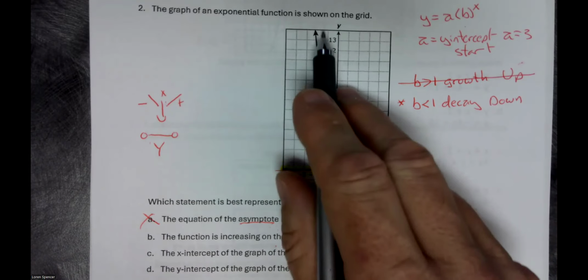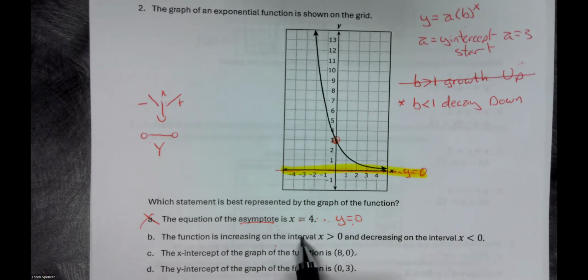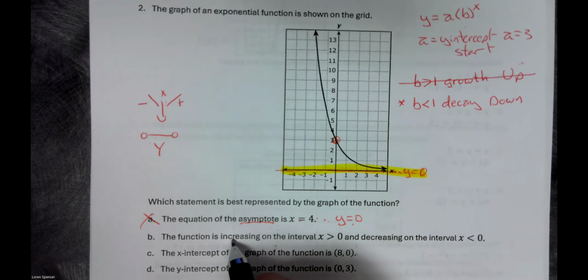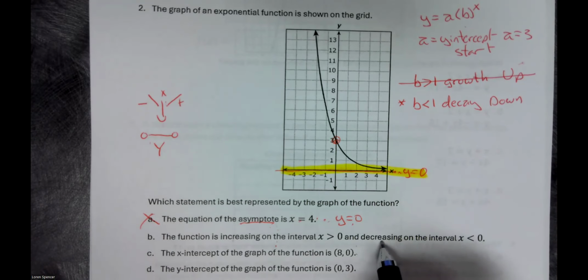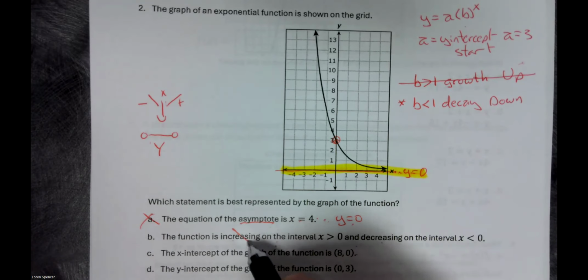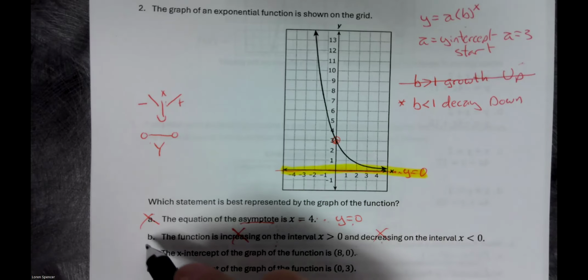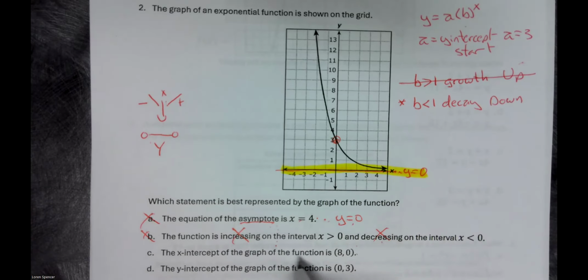The function is increasing. No, it's not increasing, it's decreasing. And by the way, this says increasing and decreasing. No, we don't have that. It's either going to be increasing or it's going to be decreasing. It's not going to be both. So the fact that they have both, not true. The x-intercept of the graph is 8, 0.